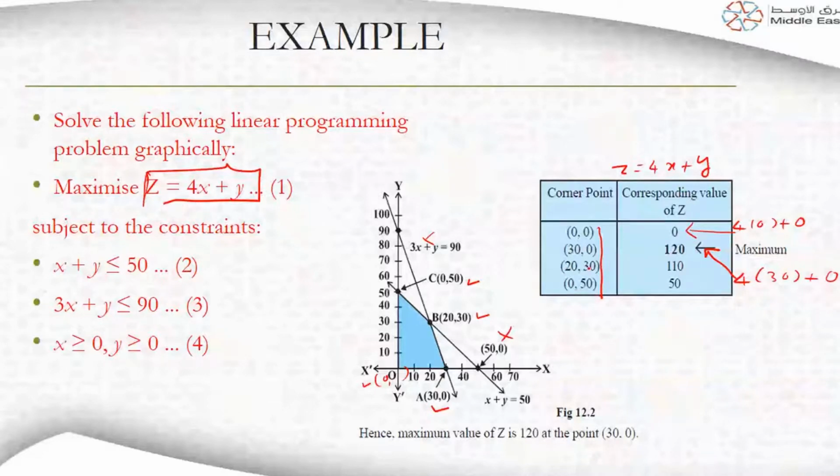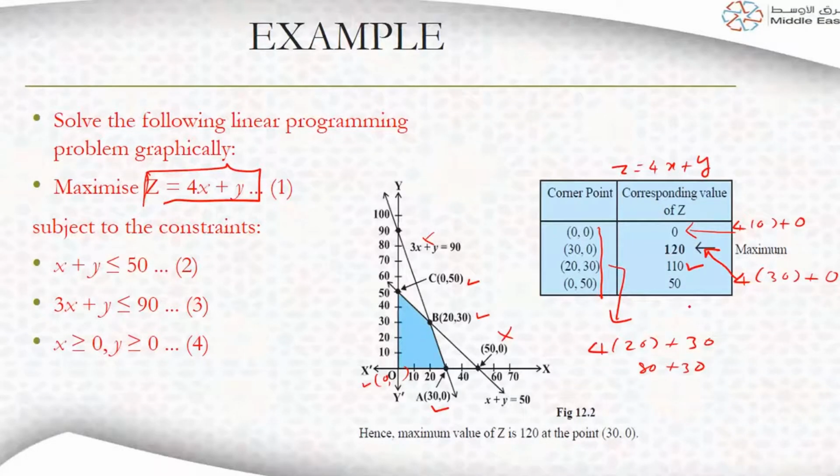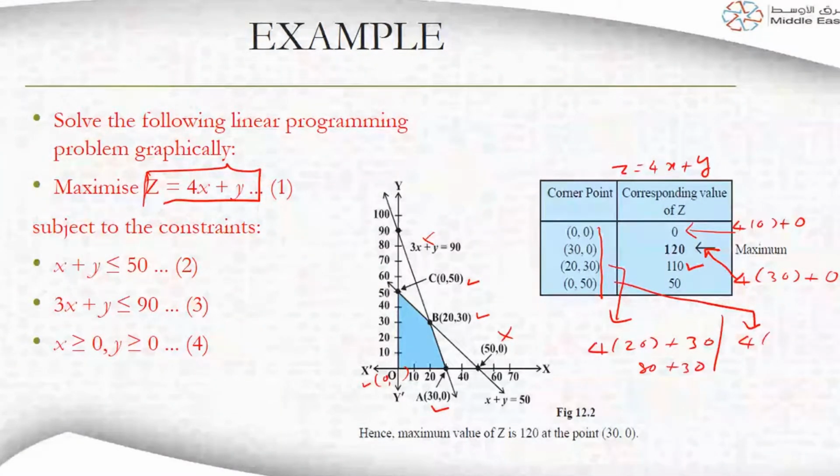Then 20 comma 30. When you are calculating 4 into 20 plus 30, that is going to be 80 plus 30, 110. Then 0 comma 50 is going to be 4 into 0 plus 50, so that is equal to 50. So we substitute here.